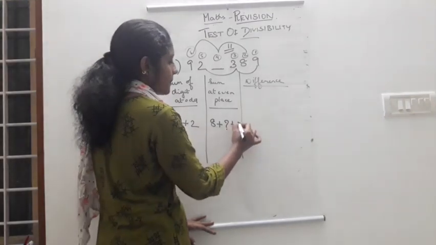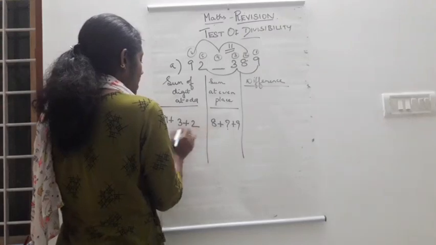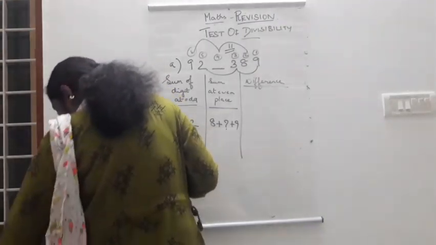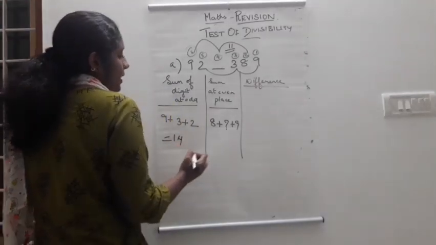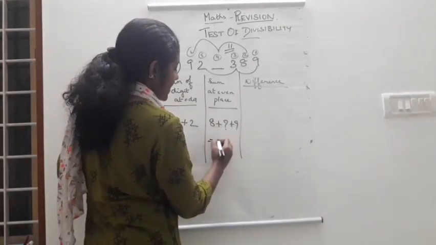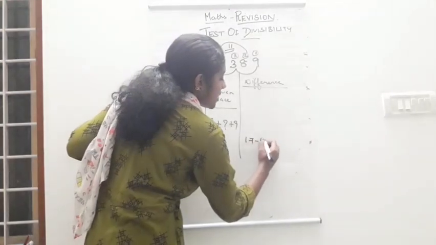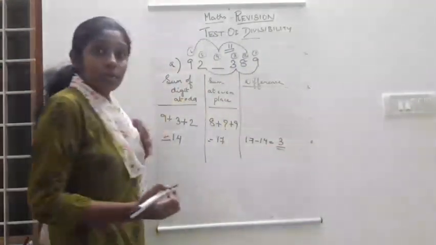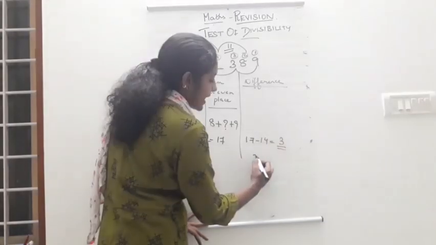Now add 9 plus 2 plus 3. It is 14. Here 8 plus 9 gives 17. When you take the difference, 17 minus 14, what will you get? You will get the answer as 3. Okay, so now you got the answer as 3.